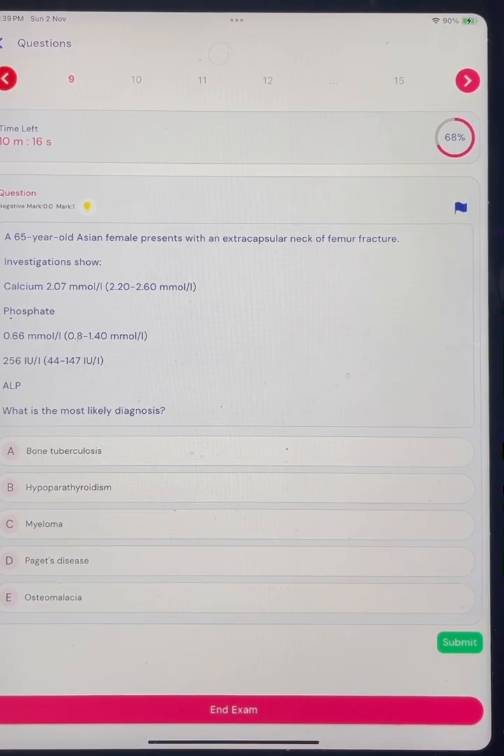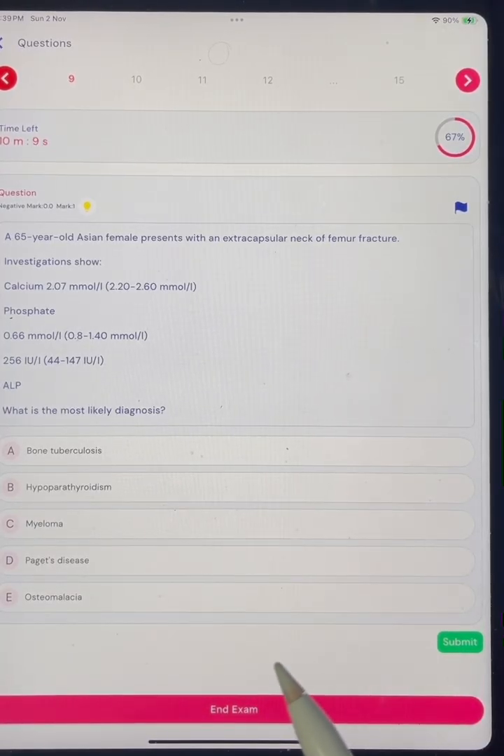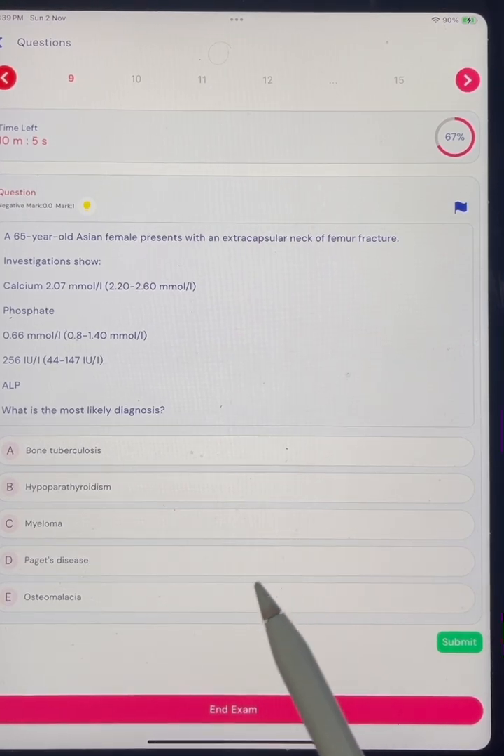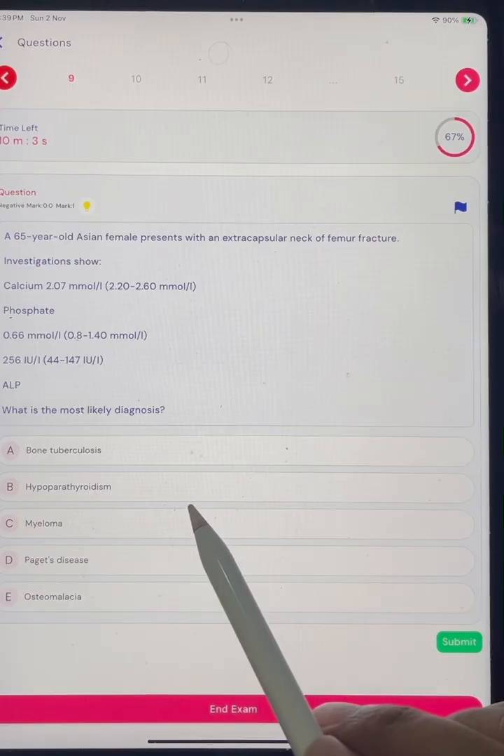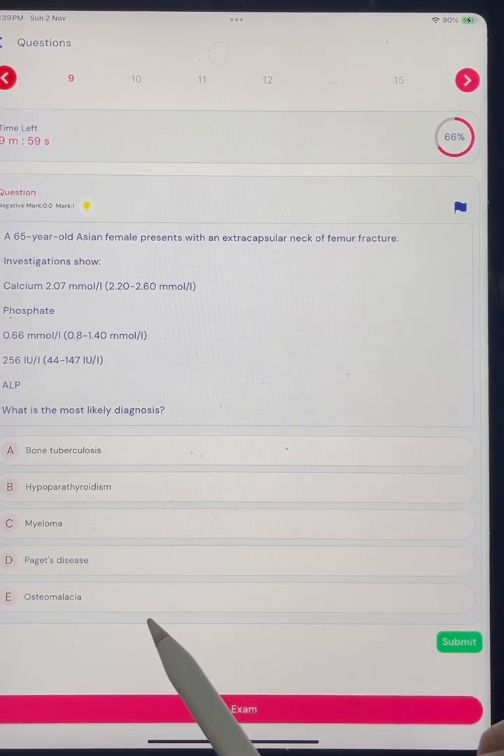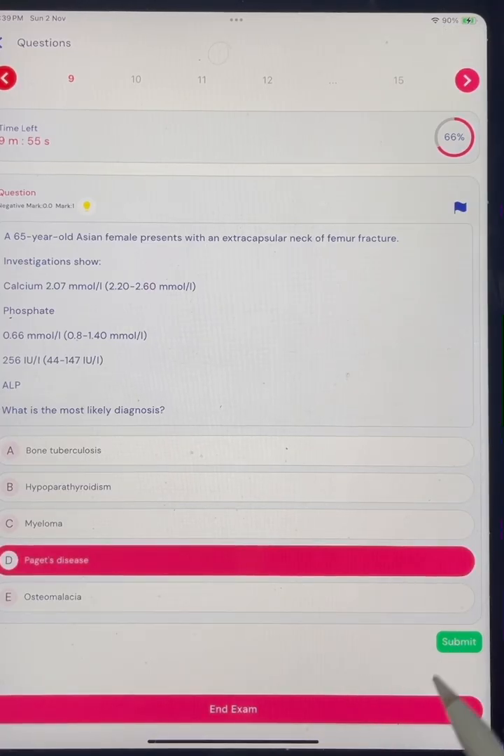Let us see what is the answer. Hypoparathyroidism, hyperparathyroidism is going to increase. Hypoparathyroidism, parathyroid is low. Alkaline phosphatase is increased maybe because of myeloma or Paget disease. Let's see Paget disease.